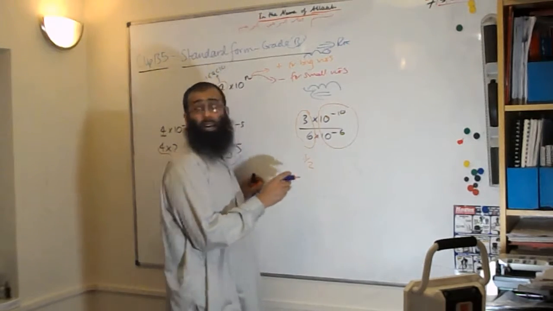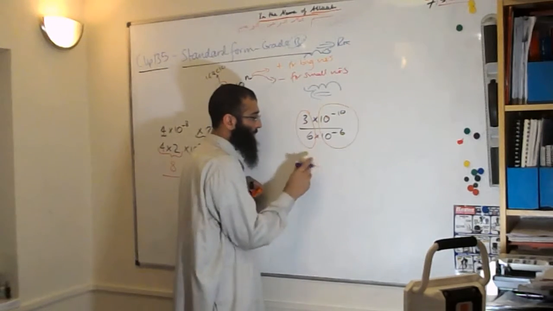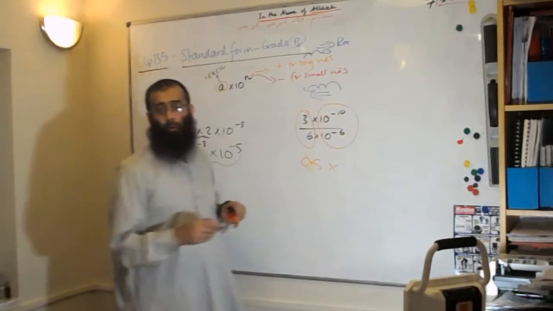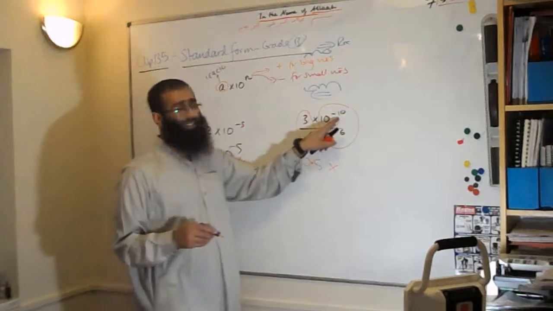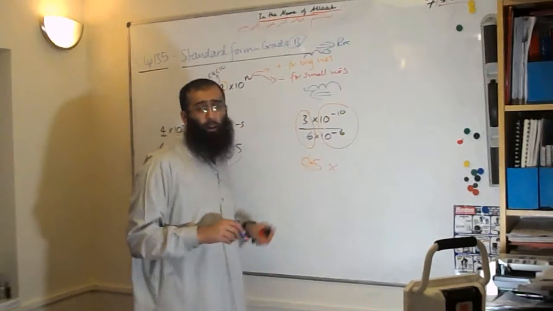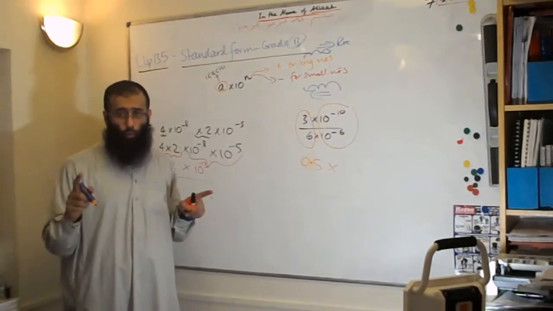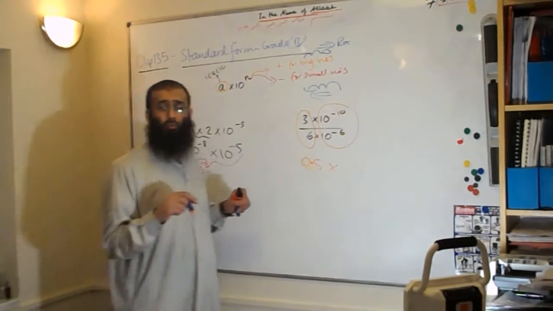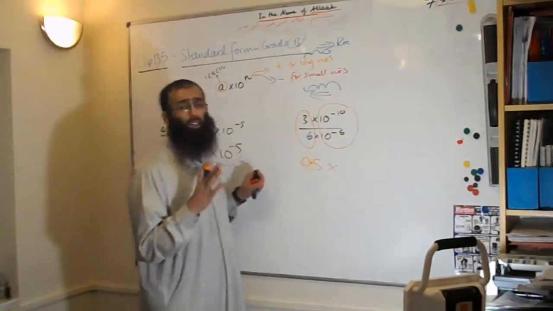Half. Or we can write it as 0.5. Be better for this kind of question. Now, okay, Rutaba, 10 to the power of minus 10 divided by 10 to the power of minus 6. The rule for when we're dividing, it's the same numbers. What do you do there with the indices? We minus them. So when you're dividing, you minus indices.